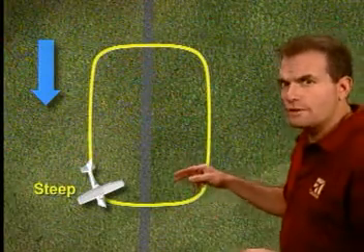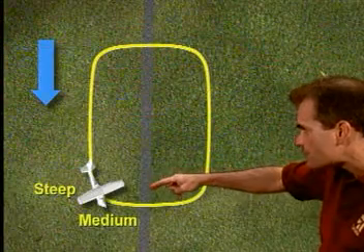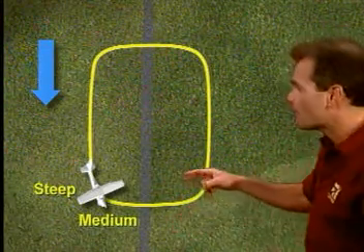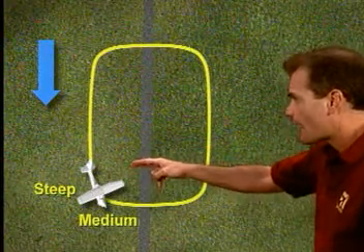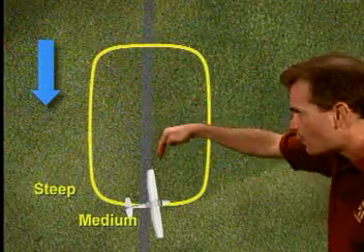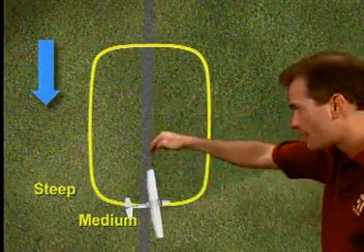As you continue in the turn, you decrease to a medium bank because your ground speed is decreasing as the wind is coming around to the side. And when you finish the turn, you'll have to turn more than 90 degrees to crab into the wind. It's coming in this direction because it's over here now.